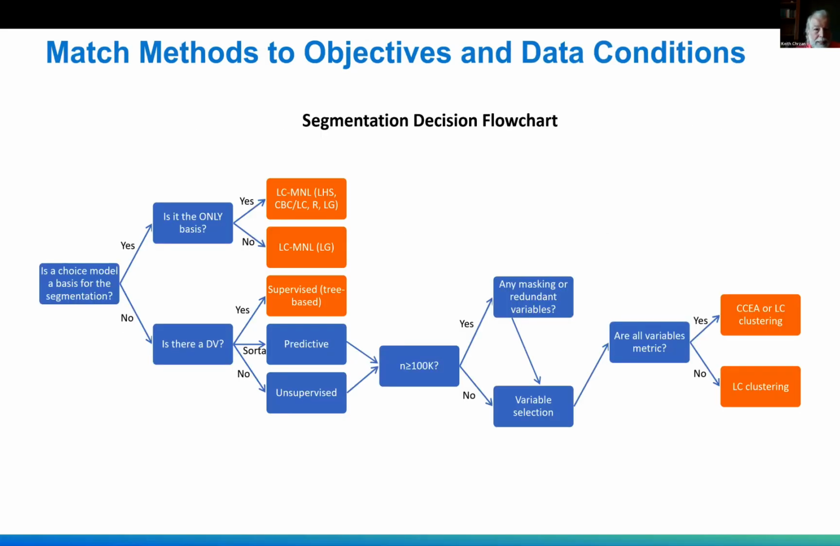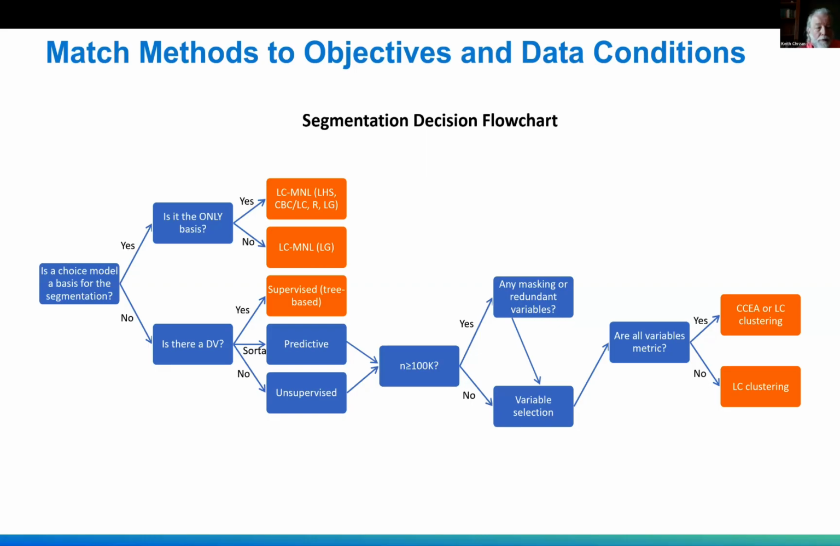The next bit of advice I have is make sure we match our objectives to our data conditions. And so I've got this little segmentation flow chart I put together. This is kind of the map in my mind of the decisions I go through. So the first question I ask myself is, is a choice model going to be the basis for my segmentation or not? Either it is or it isn't, and that takes us down two paths.